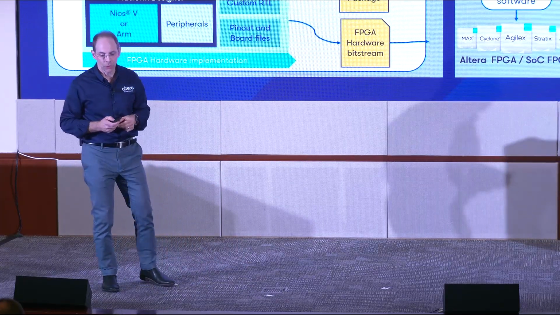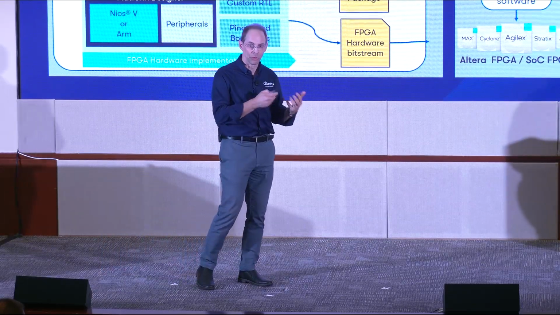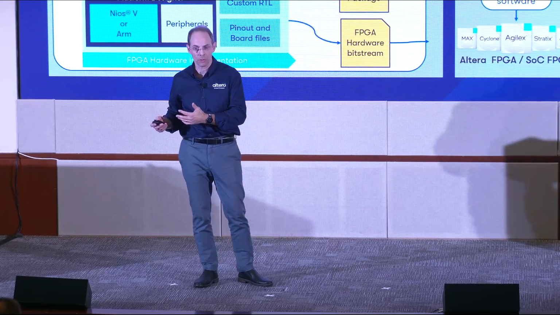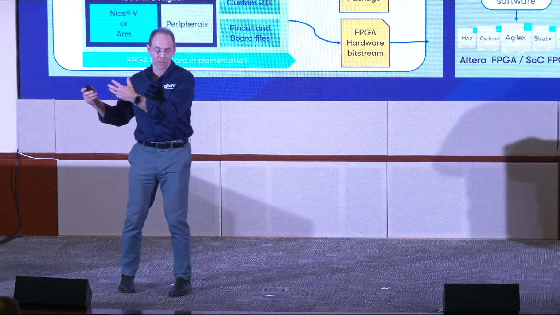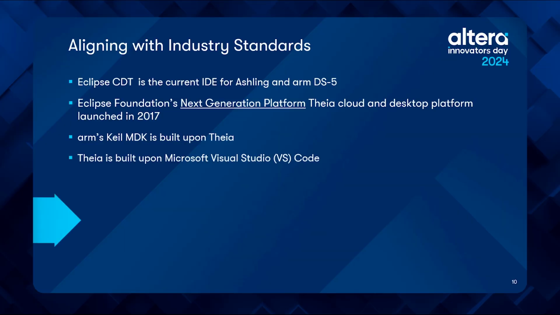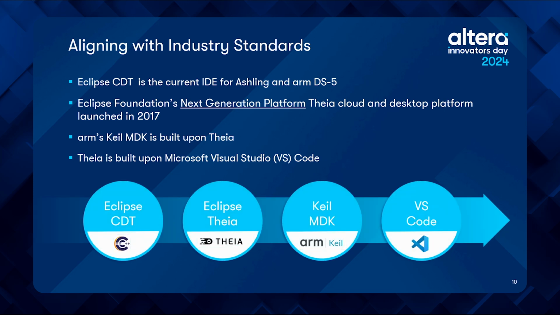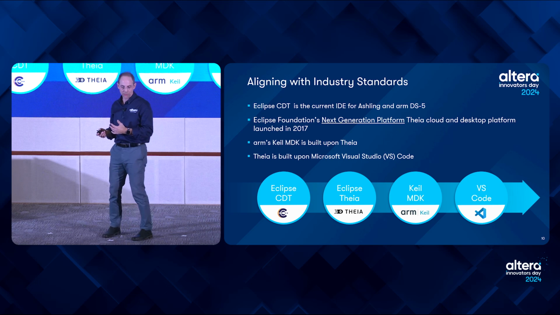Okay, so let's move on to the third area, which is aligning to the industry standards. Now, I've already mentioned that we have NEOS 5. NEOS 5 is a RISC-V based processor, so we've already aligned with industry standards in that area. But I also want to talk about how we're aligning on the tools side of things. So our current RISC-V IDE is built upon Eclipse CDT. It's the same framework that is used for ARM DS-5. But the Eclipse Foundation announced back in 2017 that they're moving on to a next generation platform. This is called Theia. It's both a cloud as well as desktop-based platform.